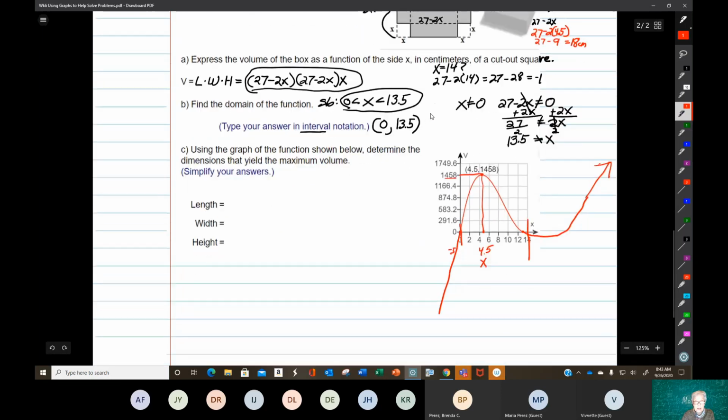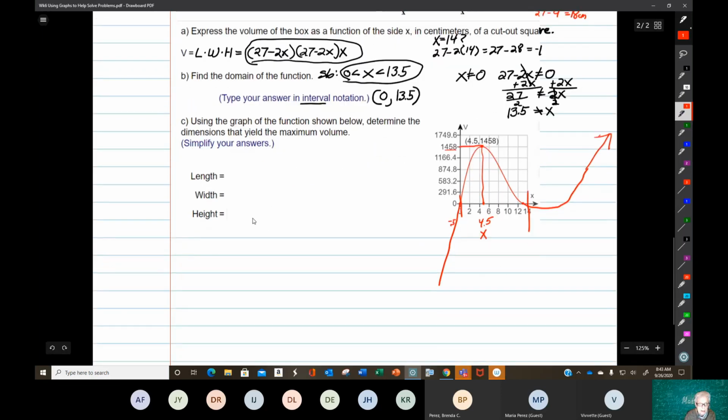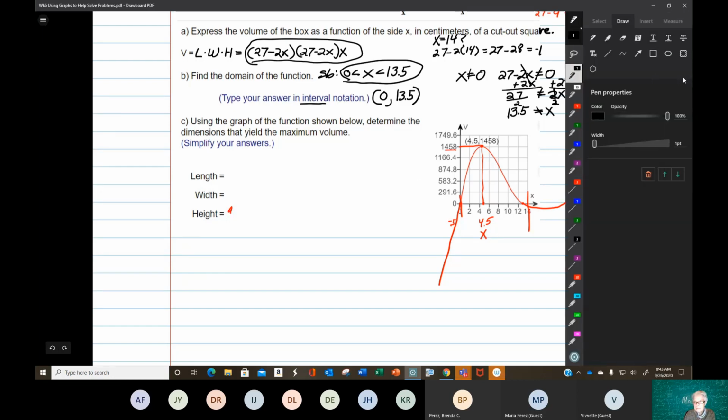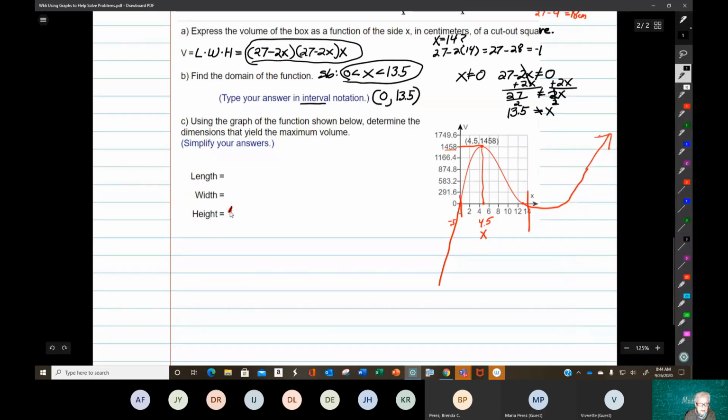So we come down here, and there are answer boxes here in my math lab. You're going to have the height being 4.5. The width being 18 centimeters. And the length being 18 centimeters. And that is how you do this problem.